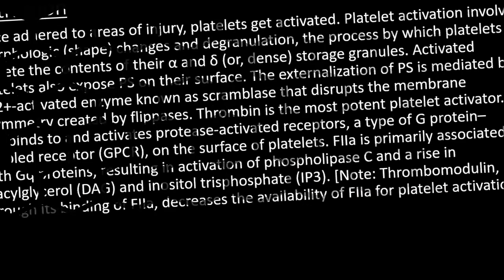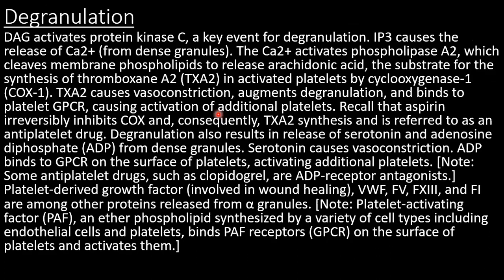During normal processes, it will inhibit platelet activation from any thrombin produced. Now, let's look at these two processes involved in activation. I said degranulation and morphologic change. Now, degranulation: diacylglycerol produced from your phosphatidylinositol activates protein kinase C, which is a key event for degranulation. Then inositol triphosphate causes release of calcium from the dense granules.